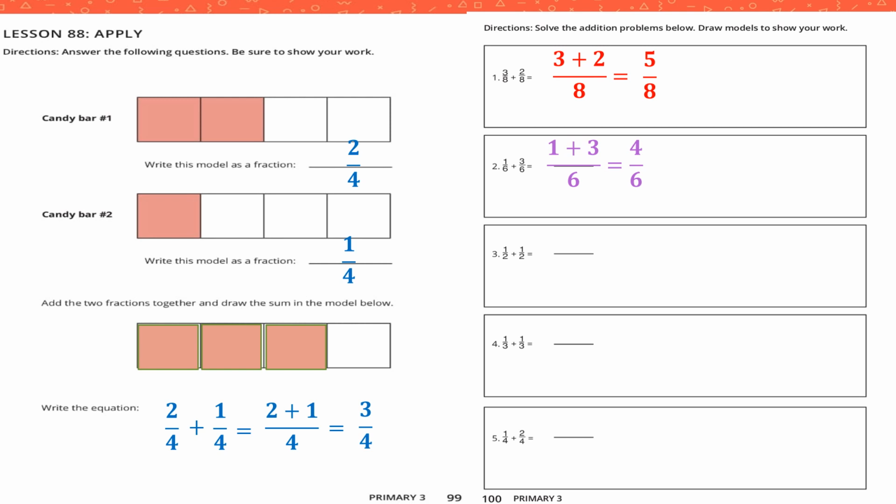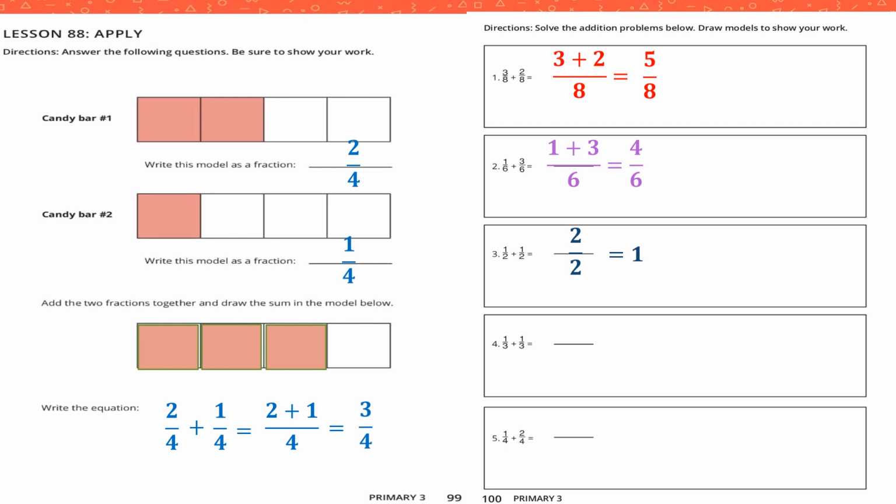Number 3, 1 over 2 plus 1 over 2. The first step, same denominators, so put the denominator as it is, 2, and add the numerators. 1 plus 1 equals 2. So the result will be 2 over 2 equals 1. We said before, any number over itself equals 1. It's a whole fraction.